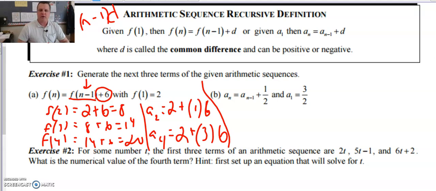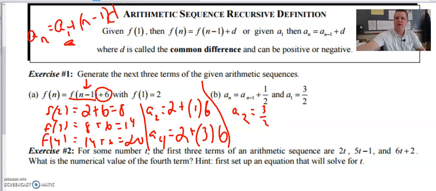And it works the same here in the next one for the next three terms. So a2 is going to be a1 plus n minus 1 d. I don't know if you can see it with me over there. Can I move? Okay. Because the d is 1/2, it's going to keep going up by 1/2. So 3/2 plus 1/2 gives you 4/2, which is 2.